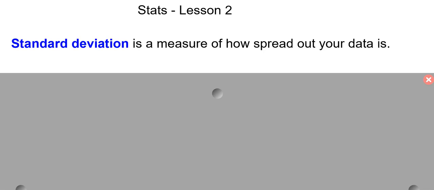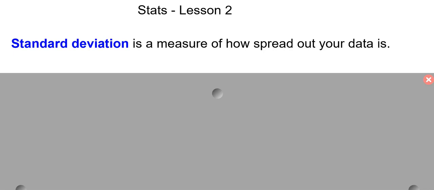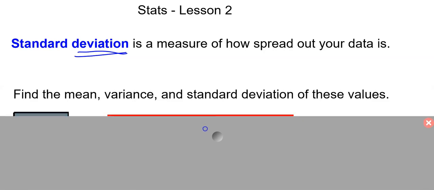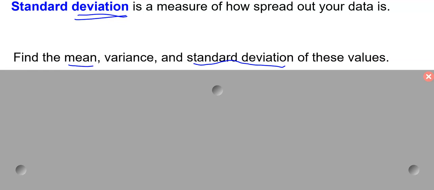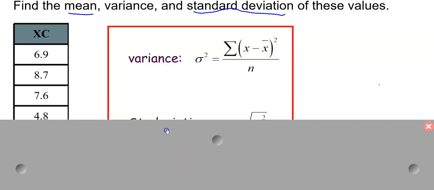So we just studied the three measures of central tendency, mean, median, and mode, which are measures of the middle of the data. Standard deviation is a measure of how spread out the data is, which is deviation from the mean. So mean and standard deviation are very much connected. Standard deviation is a measure of how much deviation there is from the mean on average, so to speak. It's kind of a typical deviation from the mean.